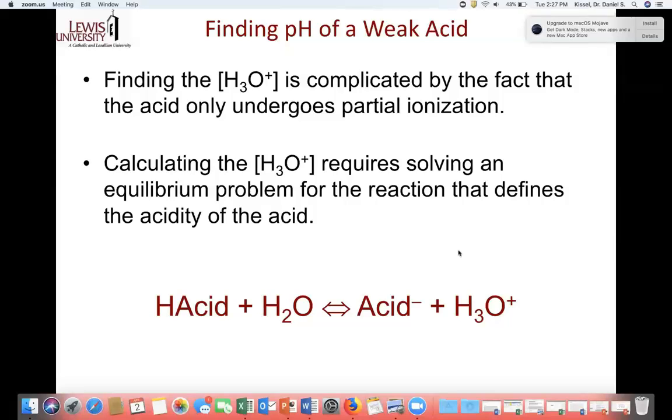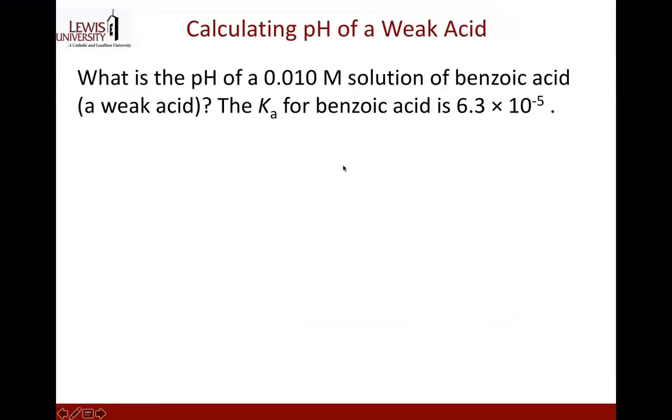Because you have this partial ionization, you have this equilibrium that exists. We're going to have the acid as well as the conjugate of that acid, the conjugate base, and H3O+. They're all going to exist simultaneously once this thing comes to equilibrium. So you have to use the ICE box.